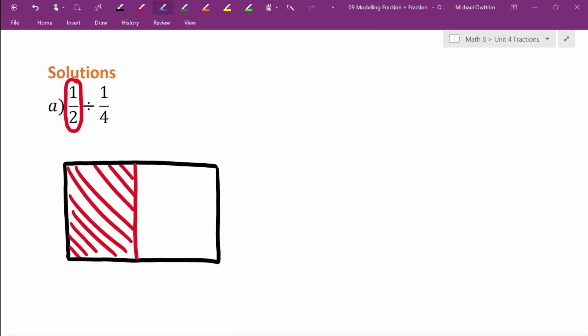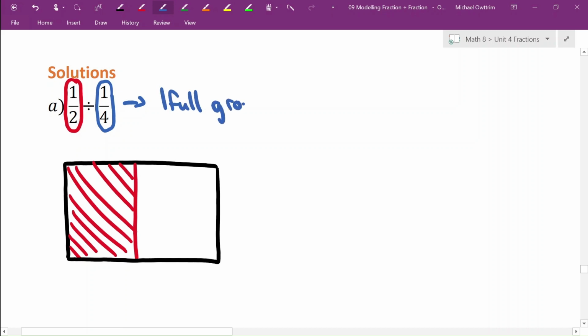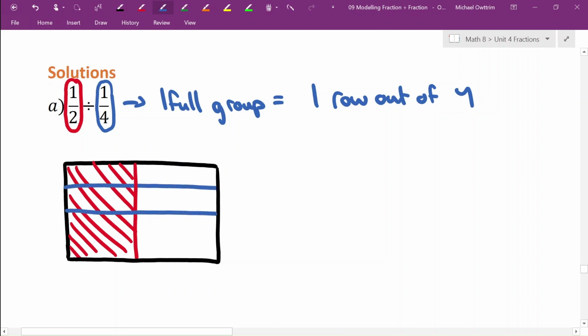Now, my second number is telling me how much goes into one full group. So in this case, I'm going to need to have one full group made out of one row out of 4. So what I'm going to do is break up my whole here into 4 rows. And then I'm going to take the pieces that I have, which is 4 pieces here, and arrange them into the rows where currently they're in the columns.